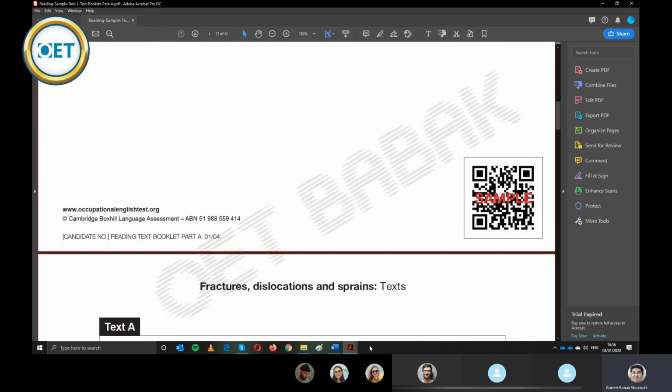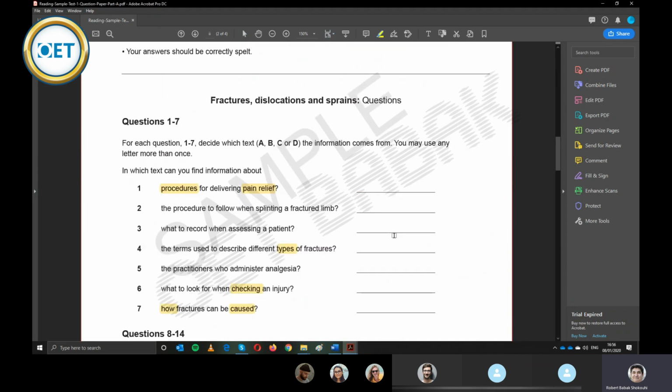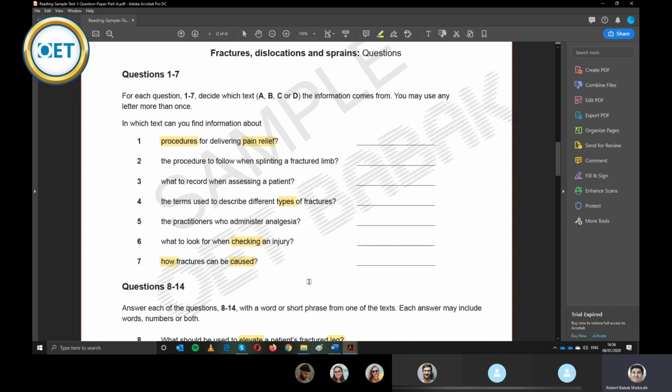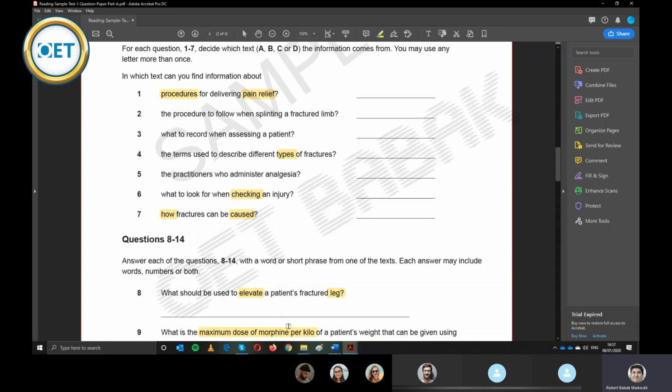Some people say don't do part A first. Sorry, don't do these matching questions first. But I absolutely say do this first, okay? Because that will tell you what is where. And that's why they put it in the first section, because that way you will be finding the answers more easily. You would know where to go and look for or scan for elevate and leg, okay?